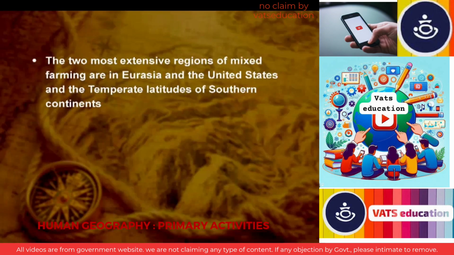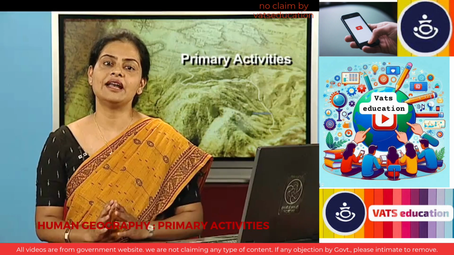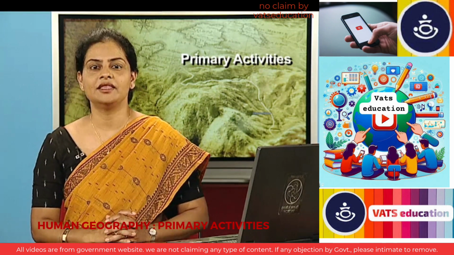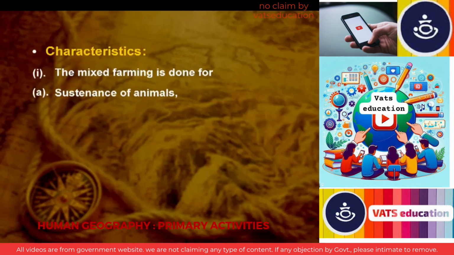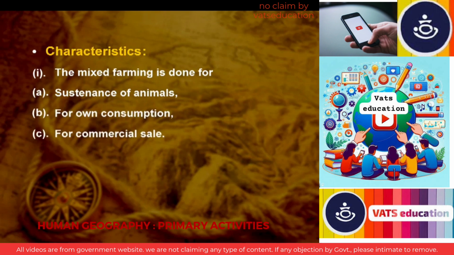The two most extensive regions of mixed farming are in Eurasia and the United States of America. The temperate latitudes of the southern continents are the other region. The characteristics of mixed farming: the farming is done, first, for sustenance of animals, second, for own consumption, and third, for commercial sale.